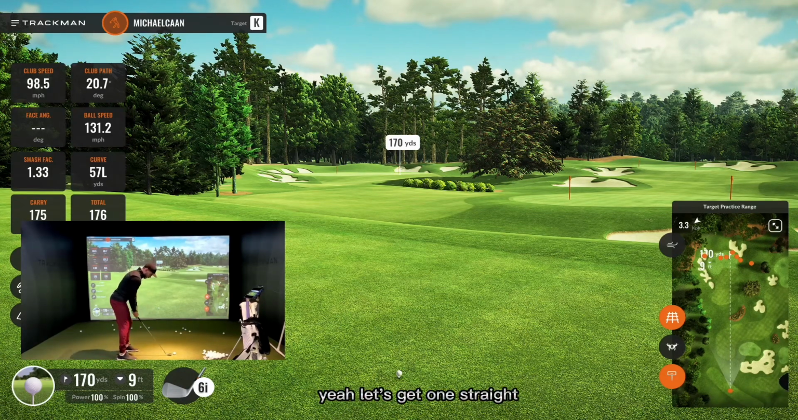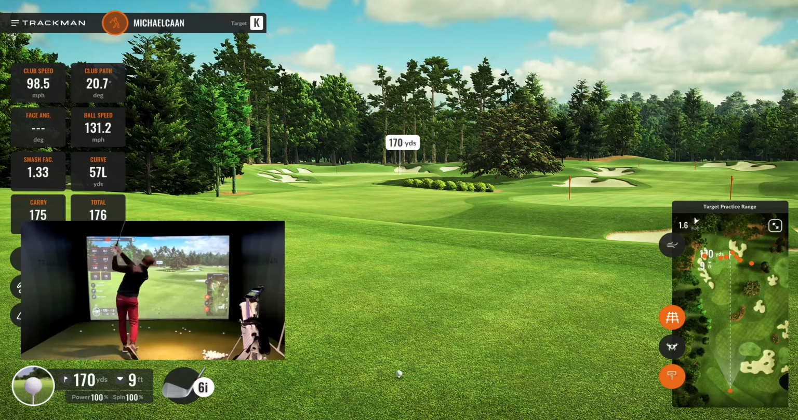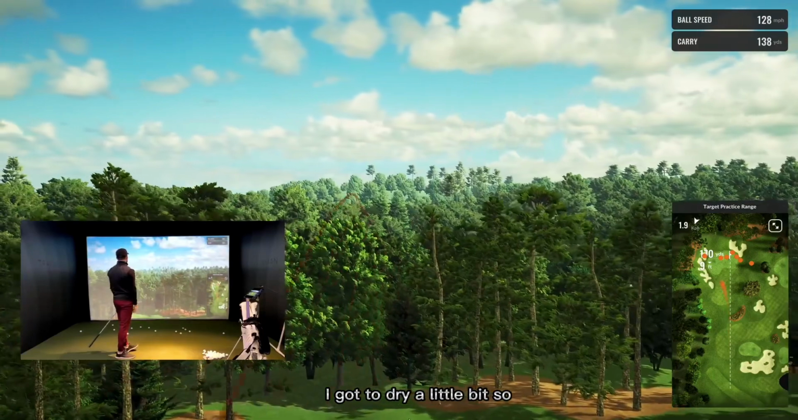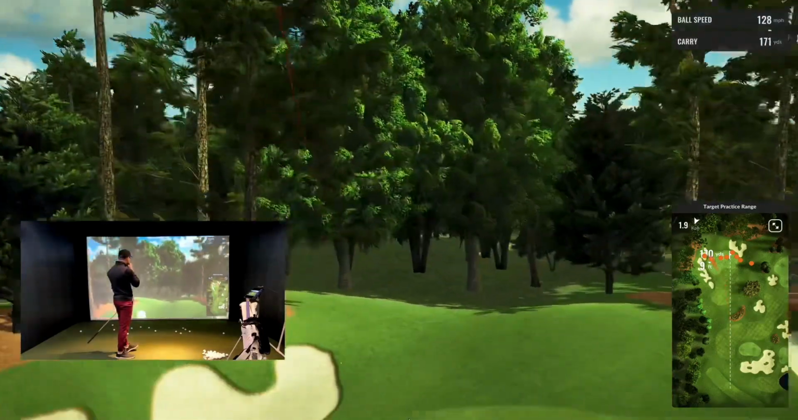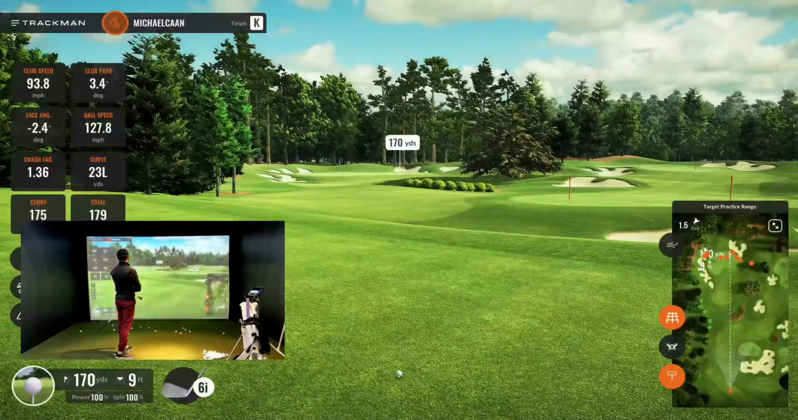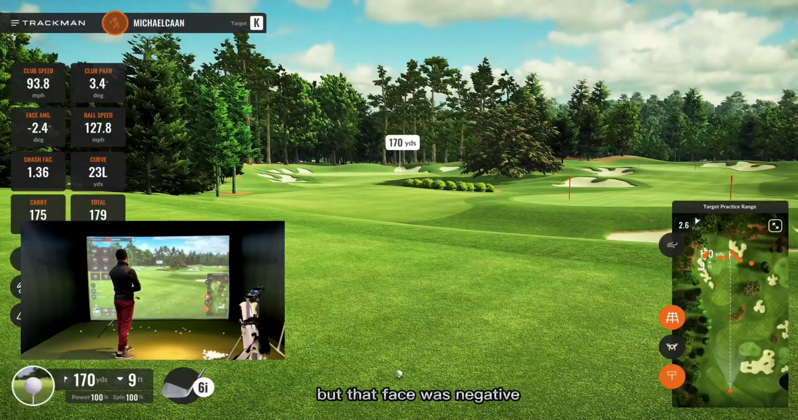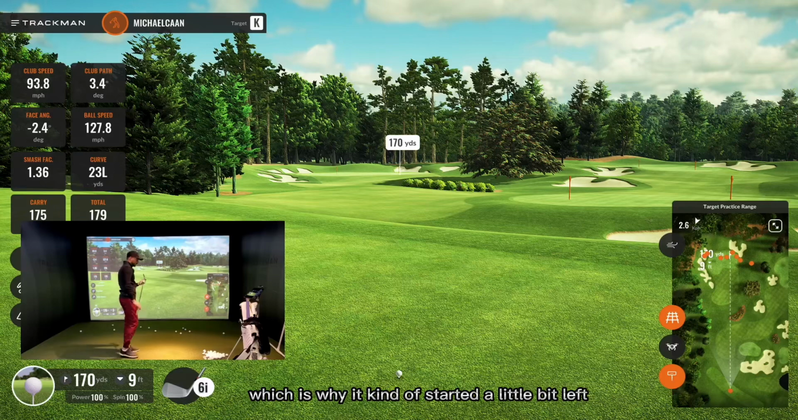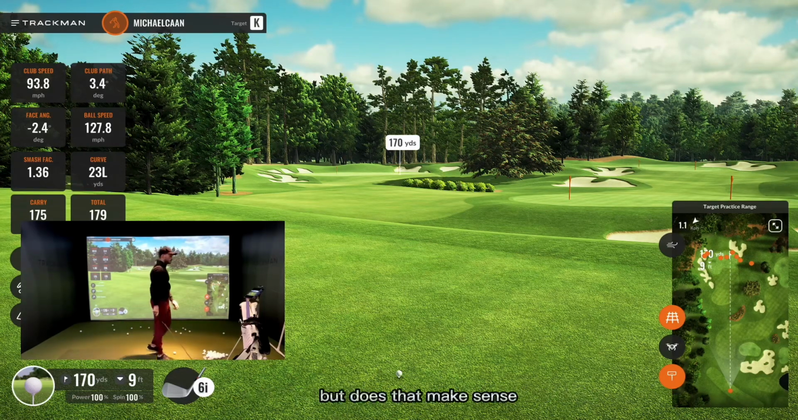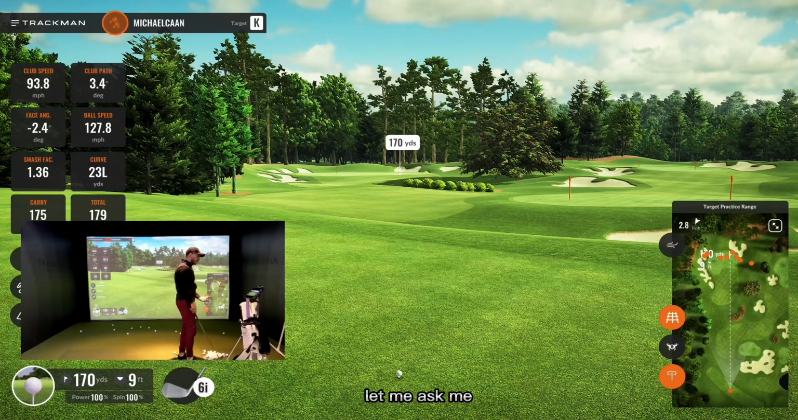Yeah, let's get one straight, just to see that ball flight straight now. Okay, it's drawing a little bit. Okay, closer to 0, but that face was negative, which is why it started a little bit left and then it peeled a little bit too much. But does that make sense? Ask me any questions if it's not.